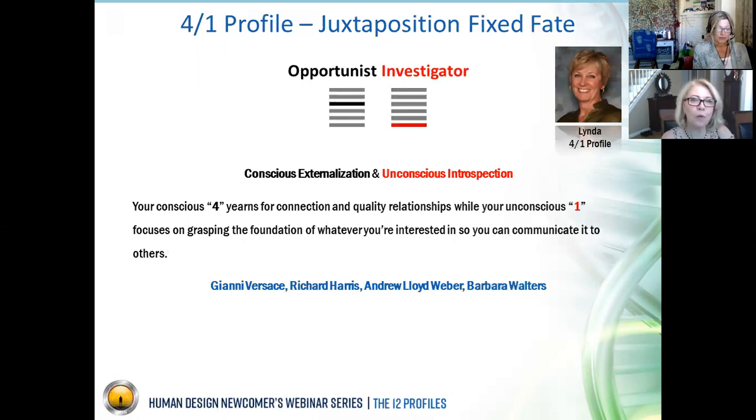We have the 4/1 profile, the only juxtaposition, fixed fate profile, a very unique profile, the opportunist investigator. So we have conscious externalization and unconscious introspection in a very fixed, like a train on a track, trajectory in life. They have somewhere they're going and they cannot be derailed. So fabulously interesting. Conscious externalization and unconscious introspection.